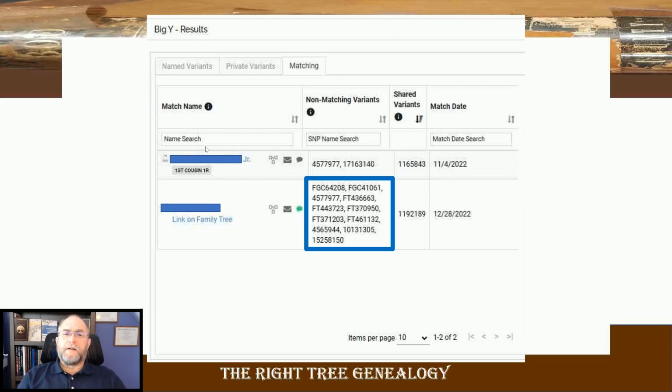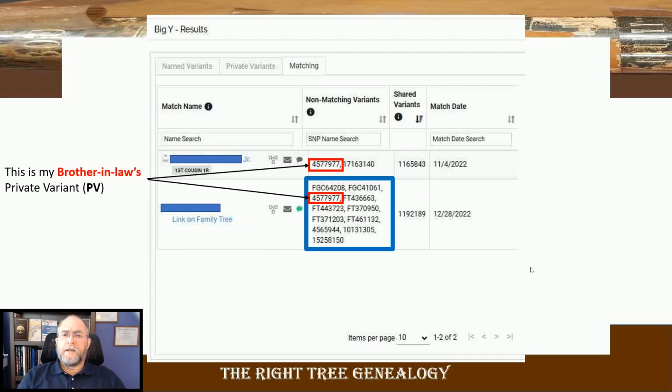So what we notice here is on the Big Y matching list, we have only two people that appear: the first cousin once removed and the new tester, as we define him, from Switzerland. That shows this big large block of non-matching variants. Going into this particular SNP or private variant, as it's defined right now, it is my brother-in-law's. It will appear in his private variants tab, and it does not show up for his first cousin once removed, nor does it show up for this new tester.